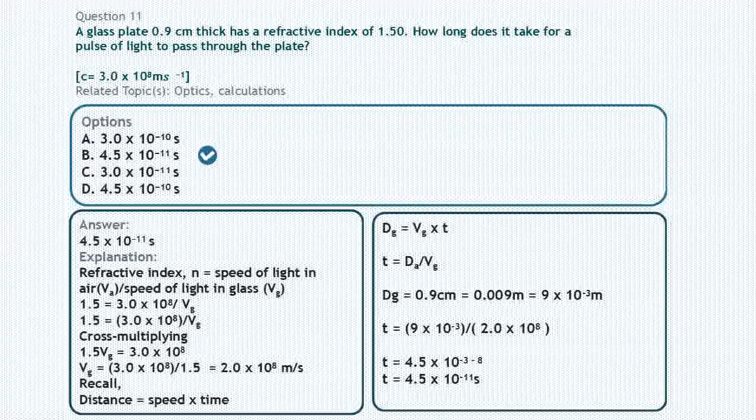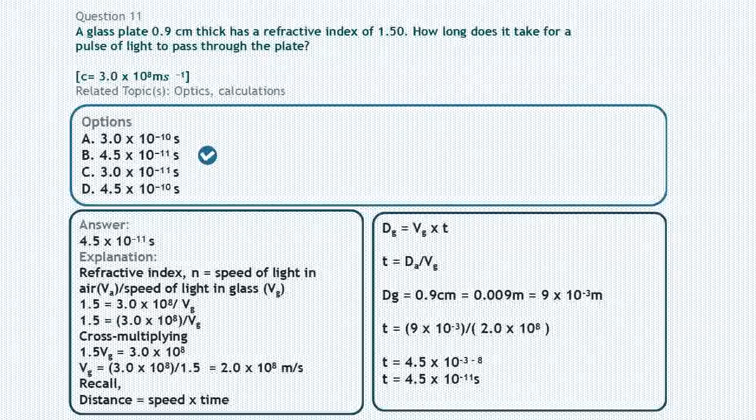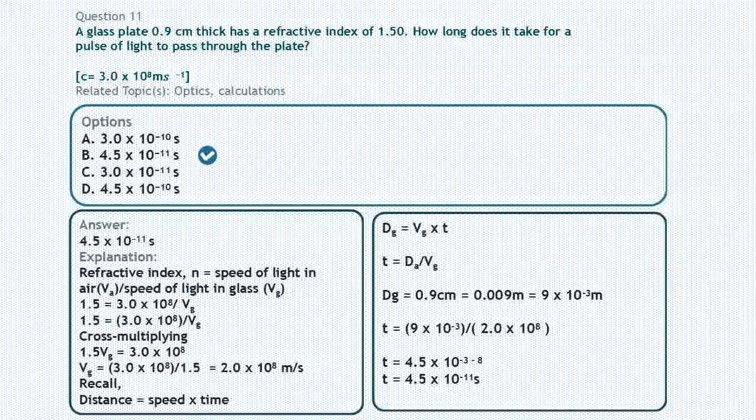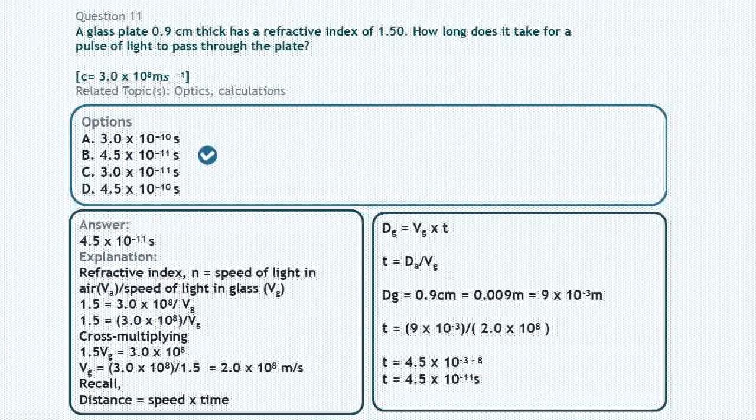We need to convert this to meter. Why? Because the speed we are using here is in meter per second, so meter is what we have here. Our unit needs to be balanced. You cannot use meter with centimeter. So to balance the unit, we convert this one to meter.